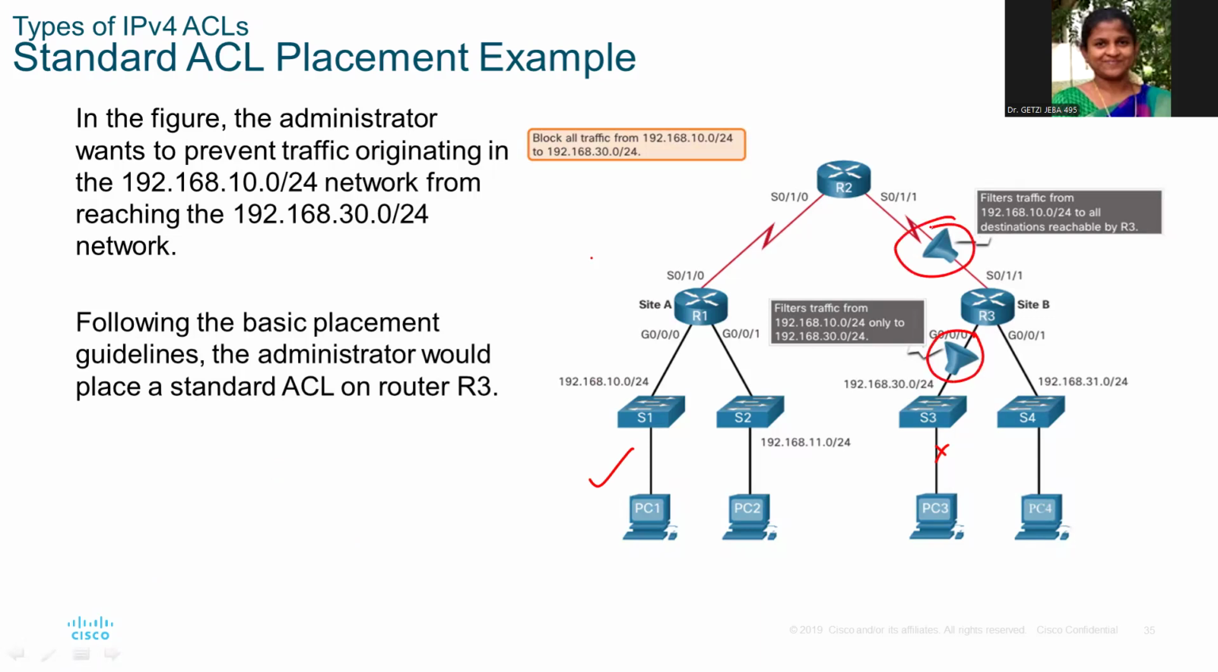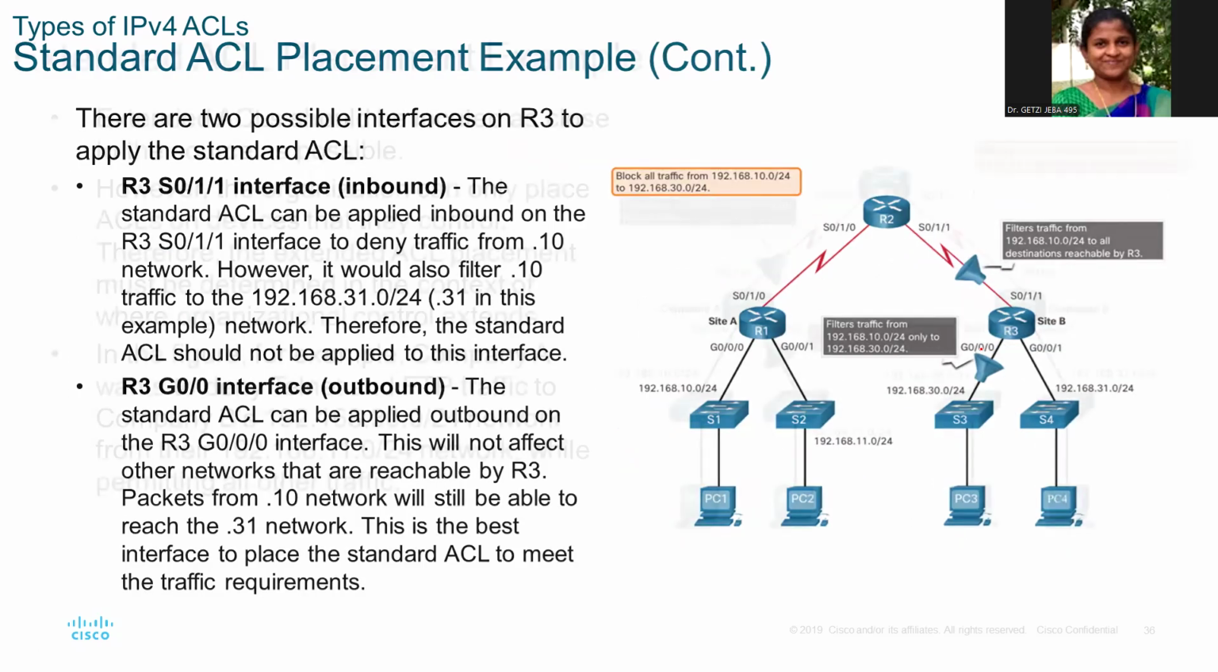Suppose I place the filter here. I say filter the traffic of 10.0 to all destinations. If I keep the filter here, the 10 dot network may not also go to 31, because this router will prohibit all the traffic coming from 10.0. So 31 will not be reachable from 10 dot. In that case, it is good that you configure the standard ACL here. You can deny the traffic on this gigabit port. That is the best place to place it.